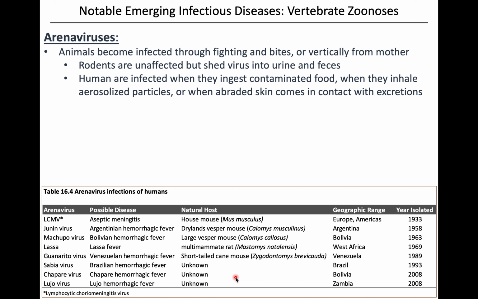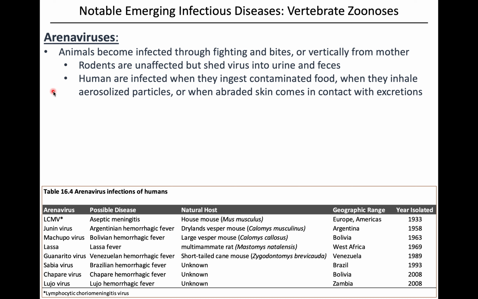So how do the animals become infected? Well, they're being spread in the animal population through fighting, right, biting one another, or potentially vertically from mother to child, baby mouse, baby rodent. And generally, in most of these cases, the rodents are not sickened by the virus, but they can shed it in their urine and their feces.